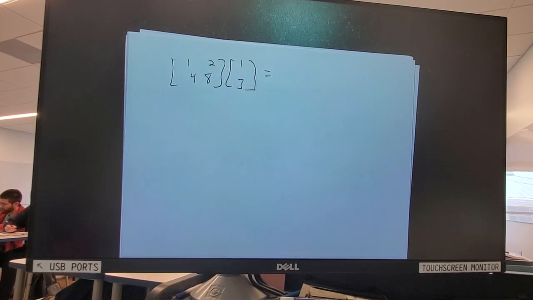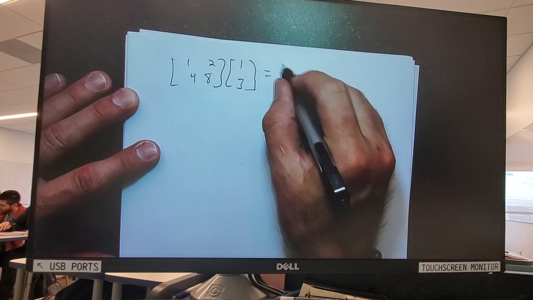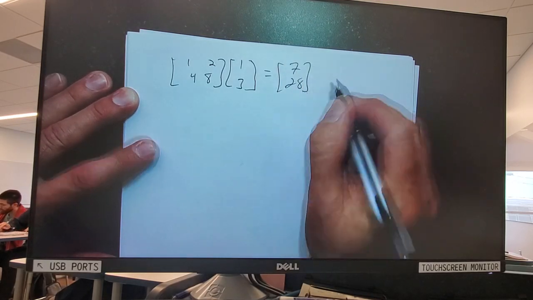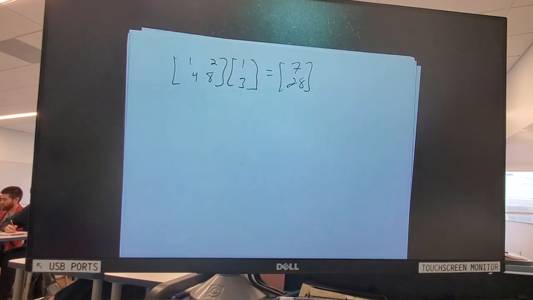What do you guys get? What do you get? 7, 28. I like it. What am I looking at? Oh, that's for later. I looked at the wrong place. There you are. Now, what is interesting about 7, 28? It's also an eigenvector. Say again? It's an eigenvector. No.